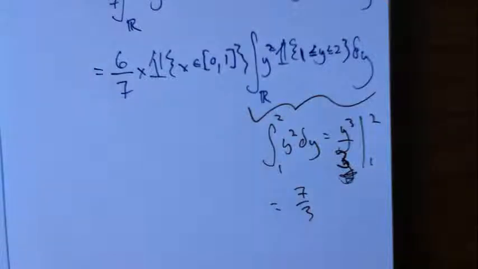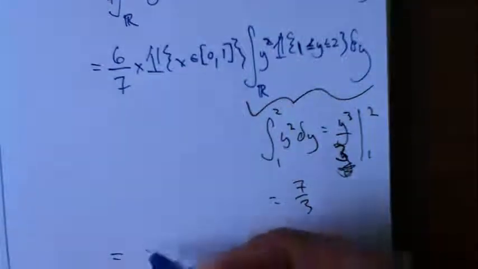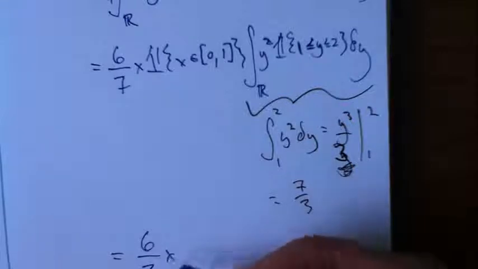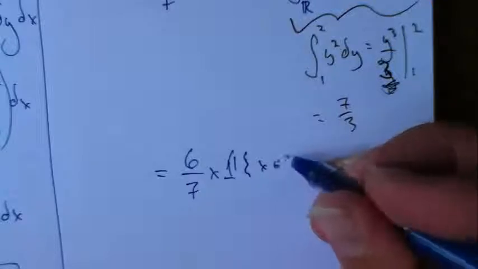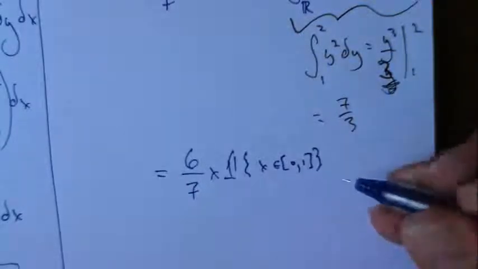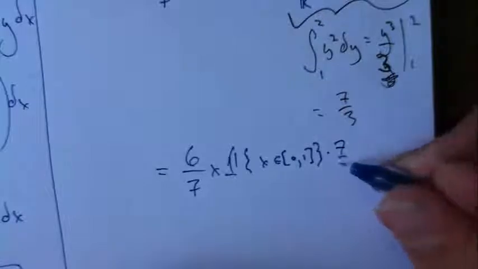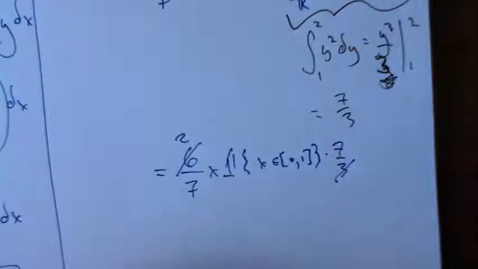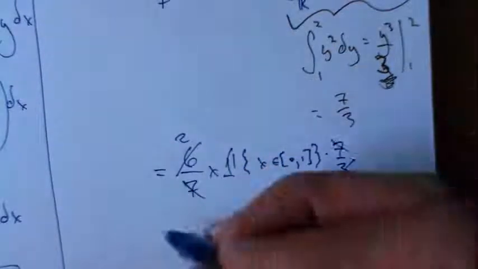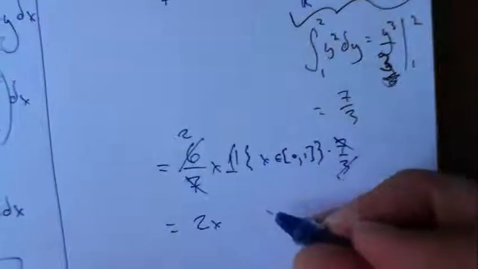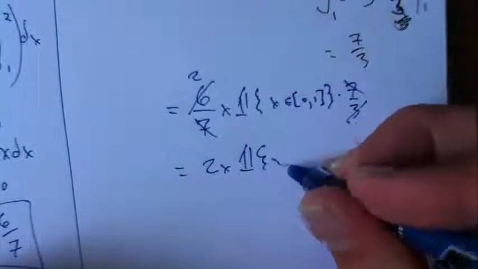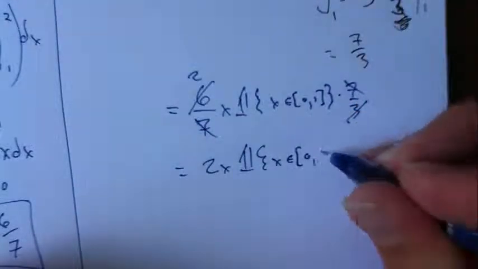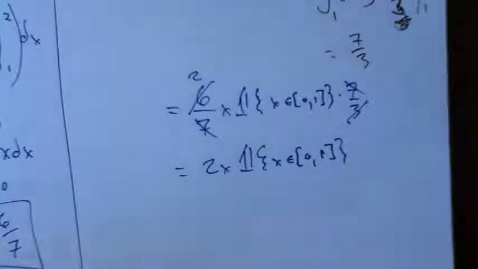And so this whole thing then just becomes 6/7 times x times the indicator that x is between 0 and 1, times 7/3. The 3 cancels with the 6 if you put a 2 there, and then the 7 goes away, and I get 2x times the indicator that x is between 0 and 1. Okay.